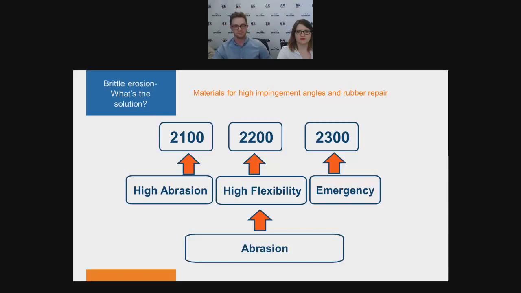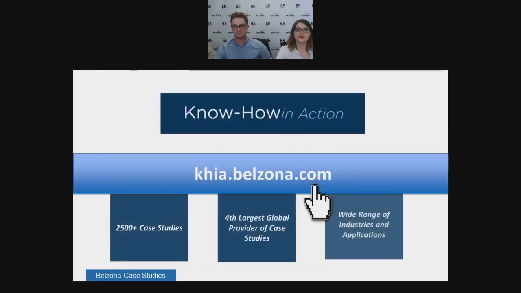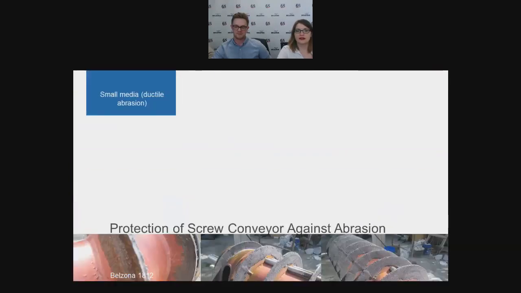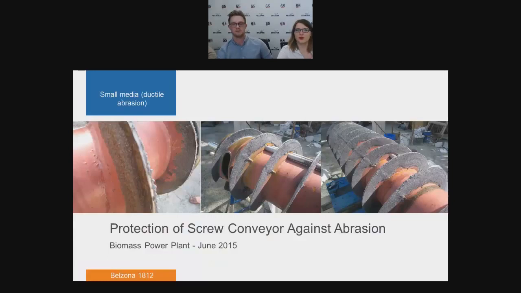So we also wanted to show you some case studies from around the world, so you can see how Belzona can be used in practical and real life scenarios. Belzona has a fantastic library of case studies, all available to the public at khia.belzona.com. As a first example, in this application, the screw conveyor at a water treatment plant in Romania was suffering from significant metal loss.